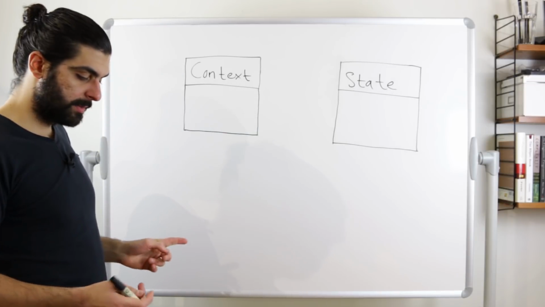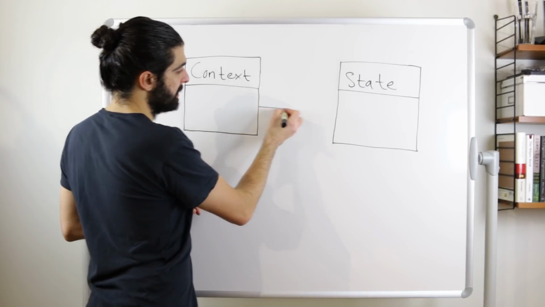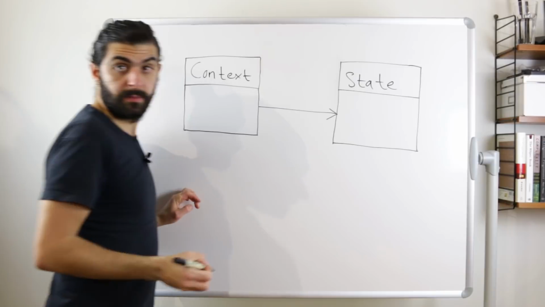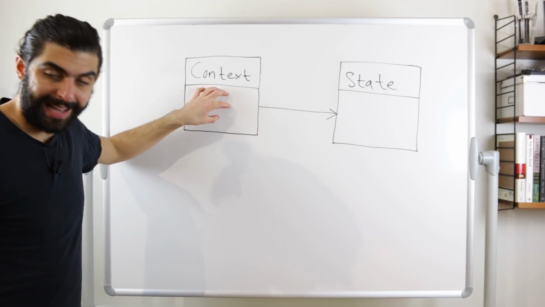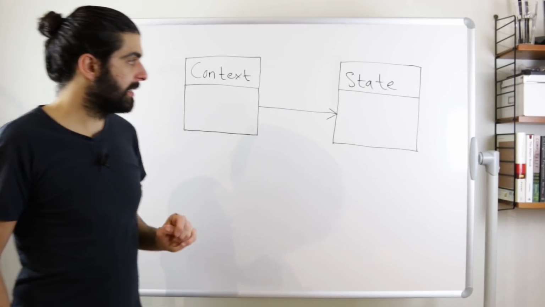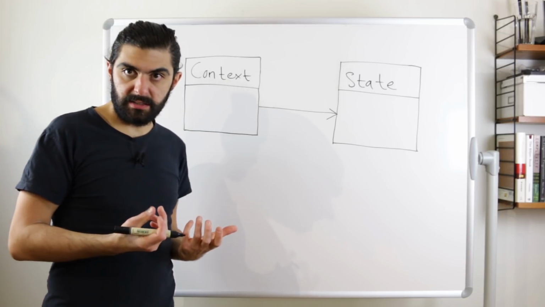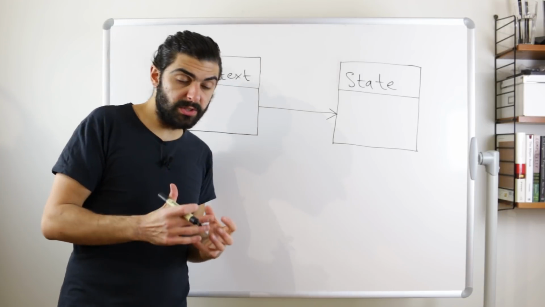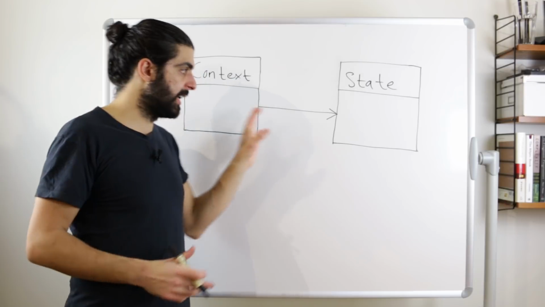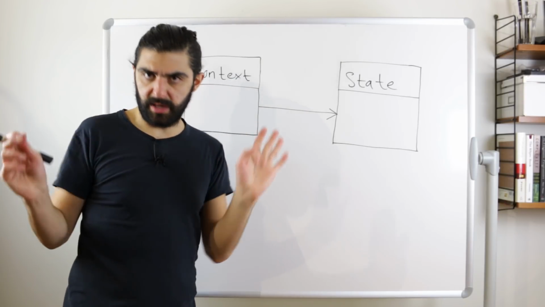And what we want is that we want the context to have states. So the turnstile has many different states. It has the open state, it has the closed state, it has the processing state. And again, depending on your application, these might be completely different.